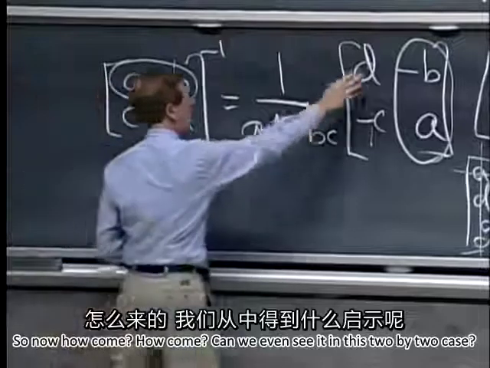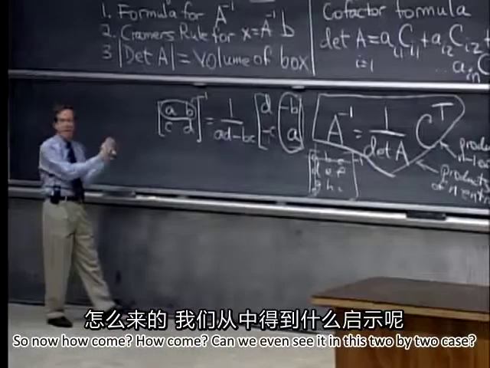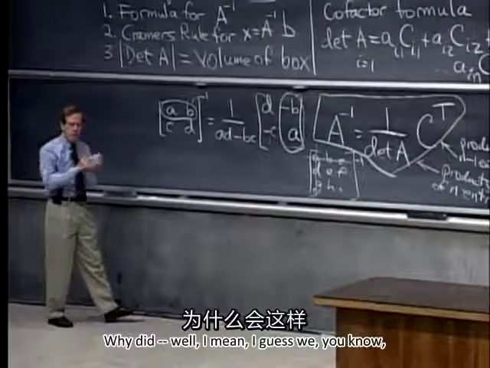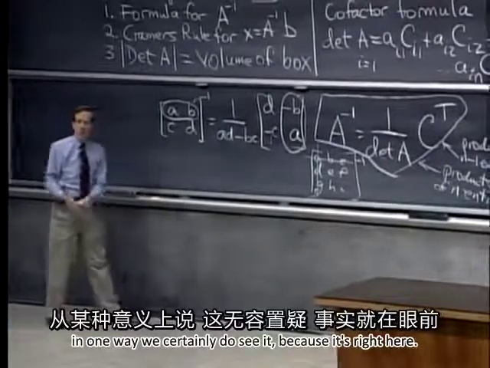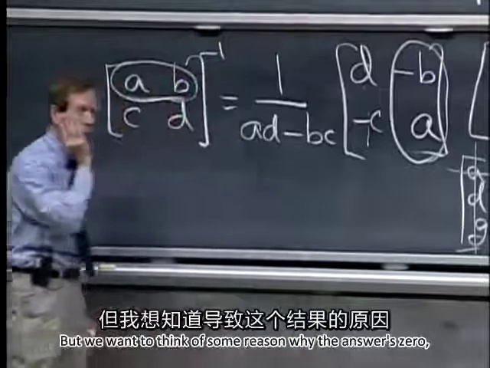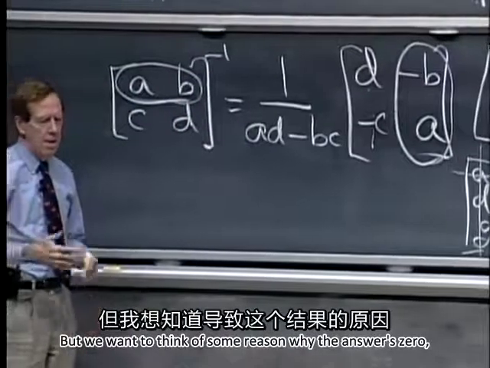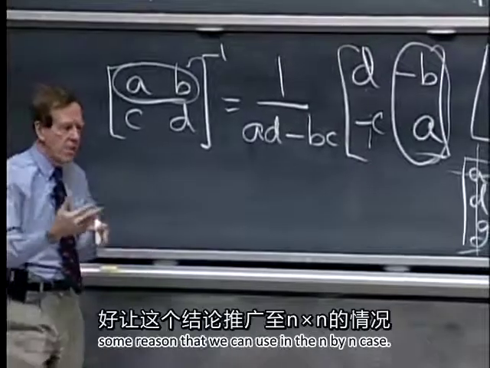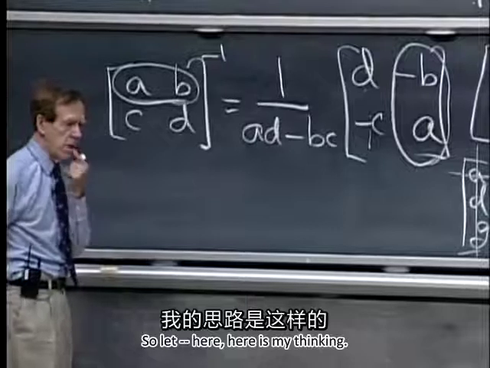Okay, so now, how come? Can we even see it in this 2 by 2 case? Well, in one way we certainly do see it, because it's right here. We just do it and then we get 0. But we want to think of some reason why the answer is 0, some reason that we can use in the n by n case. So here's my thinking.